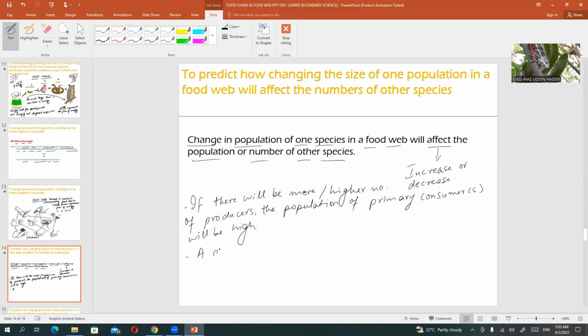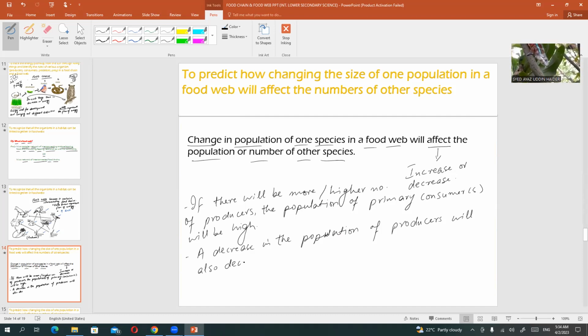A decrease in the population of producers will also decrease the population of consumers.